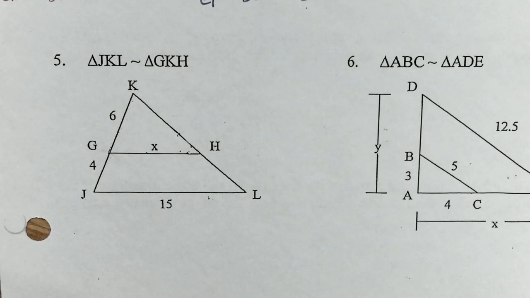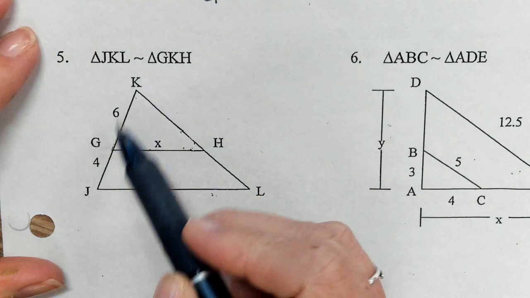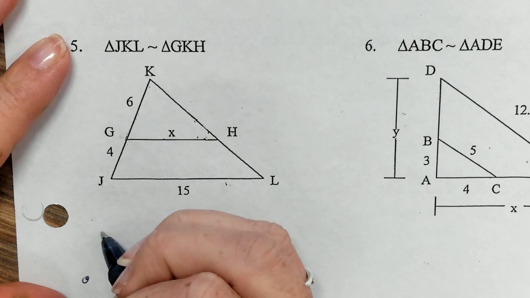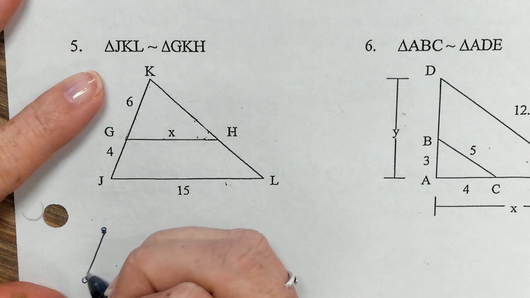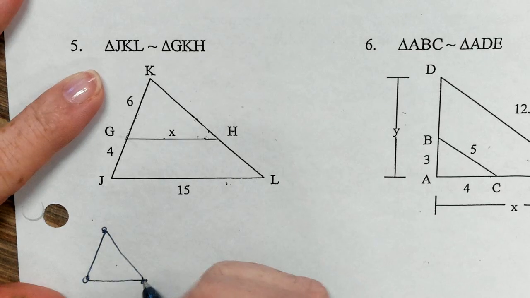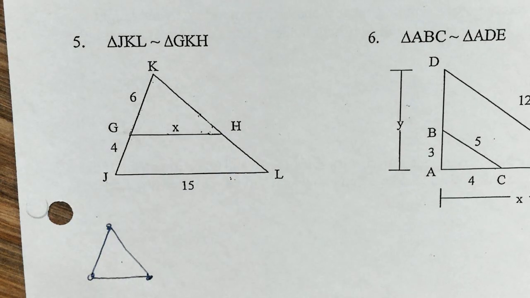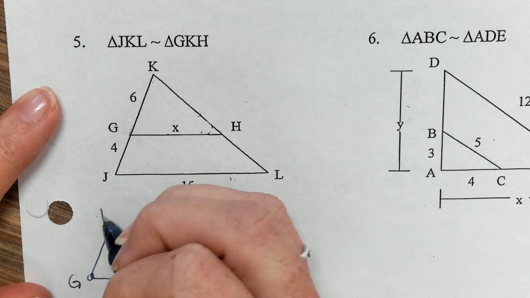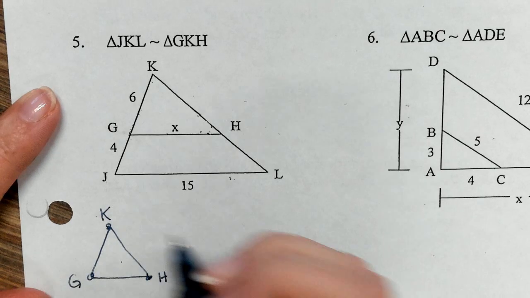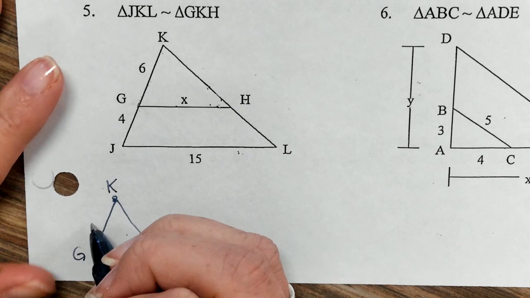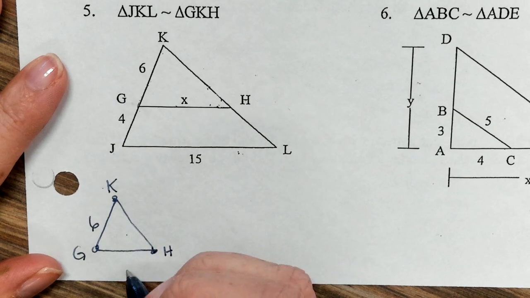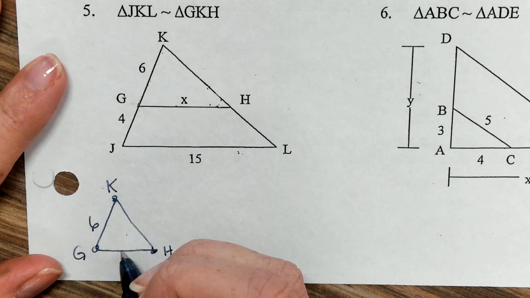Are y'all ready for what I would do? I would draw them by themselves. I would not try to highlight on top of each other. So I would draw the small triangle, GKH. Now my picture's not going to be perfect, and that's okay. But it's better. So here's GKH, and what numbers am I going to put with it? 6 between G and K, and X between G and H.